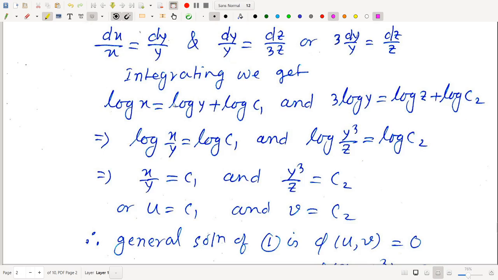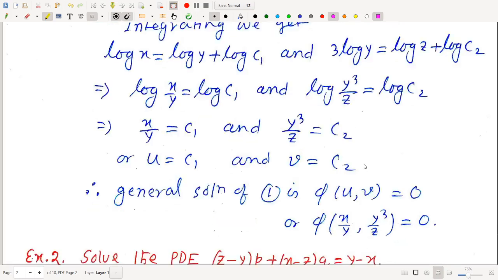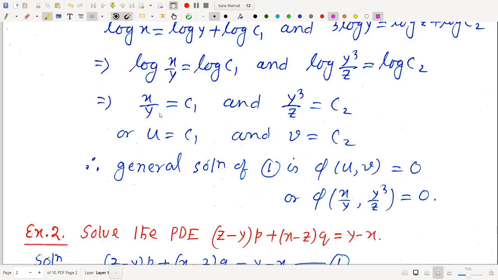So side changing, log x minus log y means log of x by y equal to log c1, and here 3 log y means log y cube, minus log z means divided by z, so log c2. That is x by y equal to c1 and y cube by z equal to c2. That is u equal to c1 and b equal to c2.